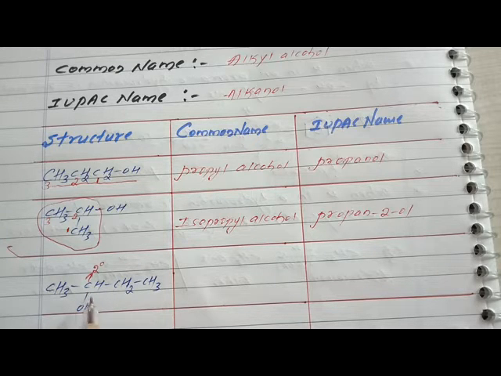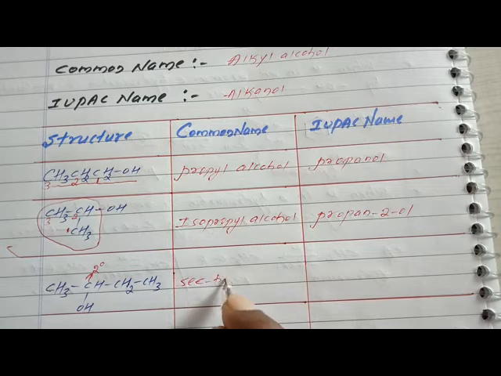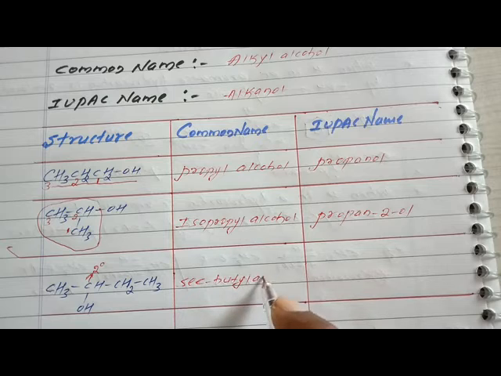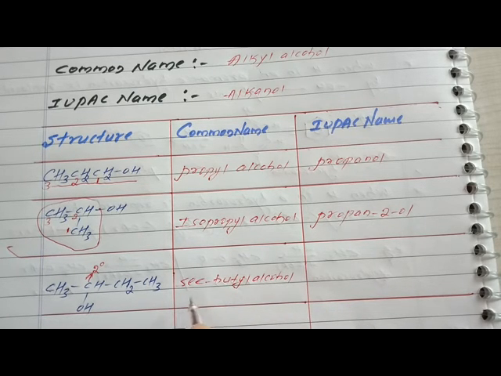So simply we call it secondary butyl, and as usual the word we are writing is alcohol. Okay, so the common name of this compound is secondary butyl alcohol. And what about the IUPAC name?